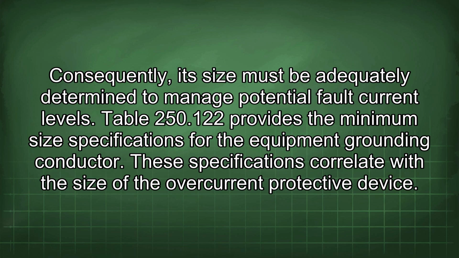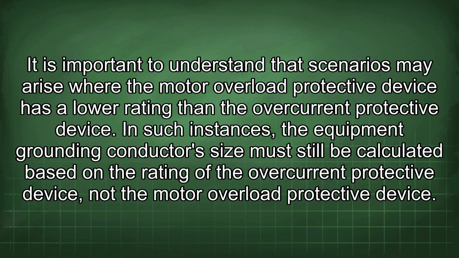Table 250.122 provides the minimum size specifications for the equipment grounding conductor. These specifications correlate with the size of the overcurrent protective device. It is important to understand that scenarios may arise where the motor overload protective device has a lower rating than the overcurrent protective device. In such instances, the equipment grounding conductor size must still be calculated based on the rating of the overcurrent protective device, not the motor overload protective device.